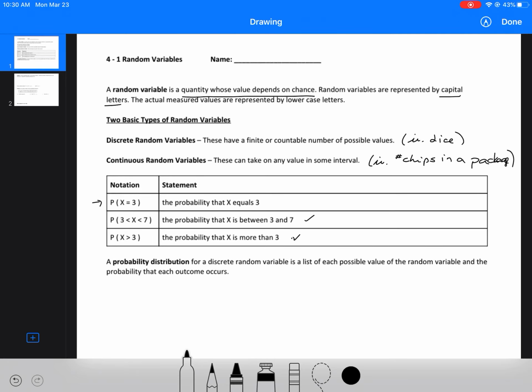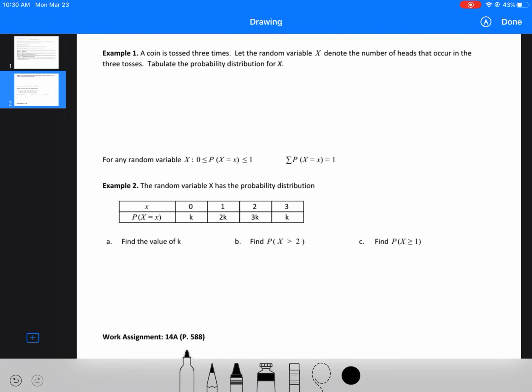A probability distribution for a discrete random variable is a list of each possible value of the random variable and the probability that each outcome occurs. For example, let's take a look at a coin being tossed 3 times. Let the random variable X denote the number of heads that occur in the 3 tosses. Tabulate the probability distribution for X.